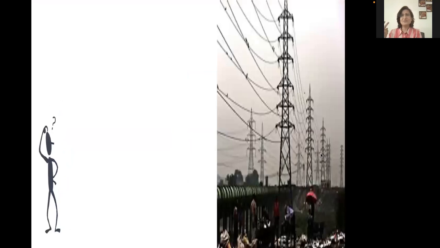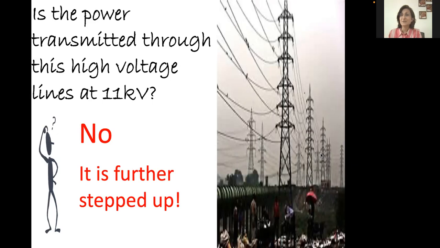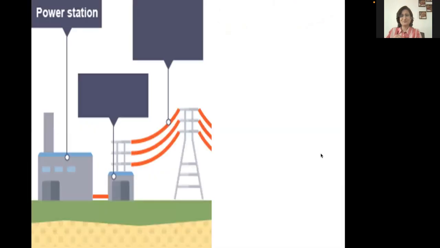So, now 11 kilovolts has been generated, the power is generated, and now it's coming towards you through the transmission lines. But definitely you will wonder, is it transmitted at this high voltage? I'm sorry, it's not yes, it's no. It is further stepped up. 11,000 is much less. It's further stepped up. So if the voltage is stepped up, current will further step down, right?